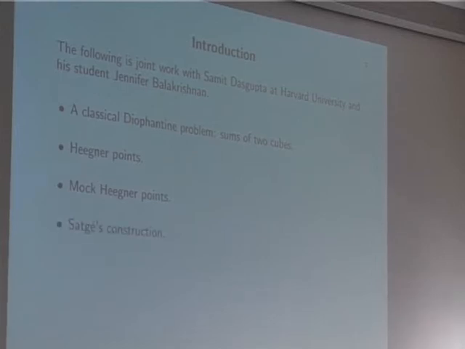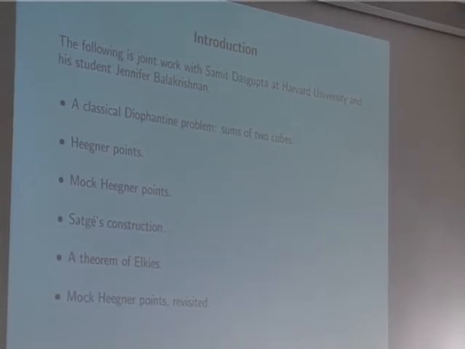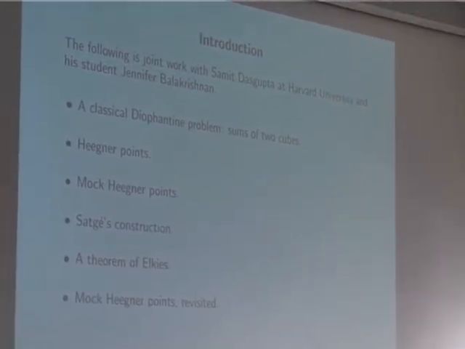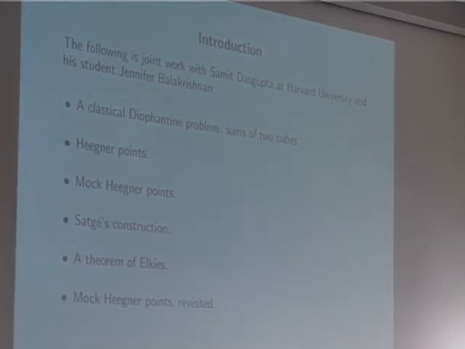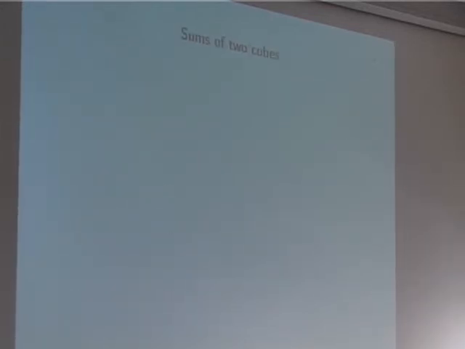After that, we'll look at a construction of Sachet, who uses these, and we'll reinterpret his result in terms of mock Heegner points and get some kind of solution to our Diophantine problem. After that, we'll look at a theorem of Elke's. And then finally, we'll look at one more last application of these mock Heegner points to our problem. So that's the general outline. We're going to be motivated by this problem, then we're going to look at a variety of approaches to try to solve it. So let's look at this problem properly.